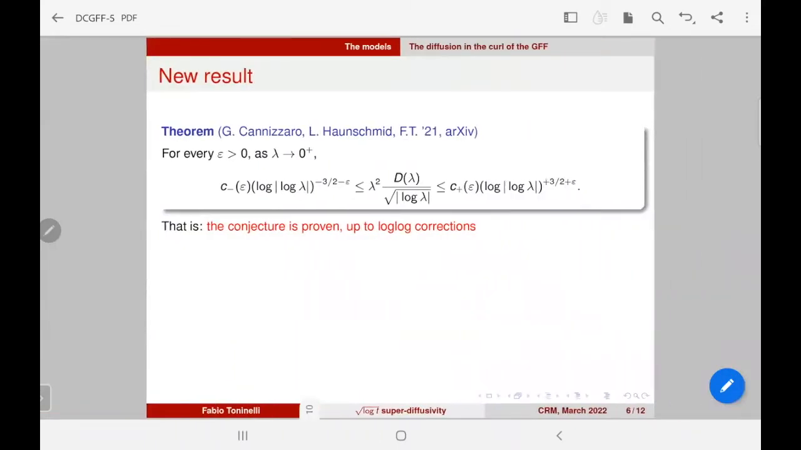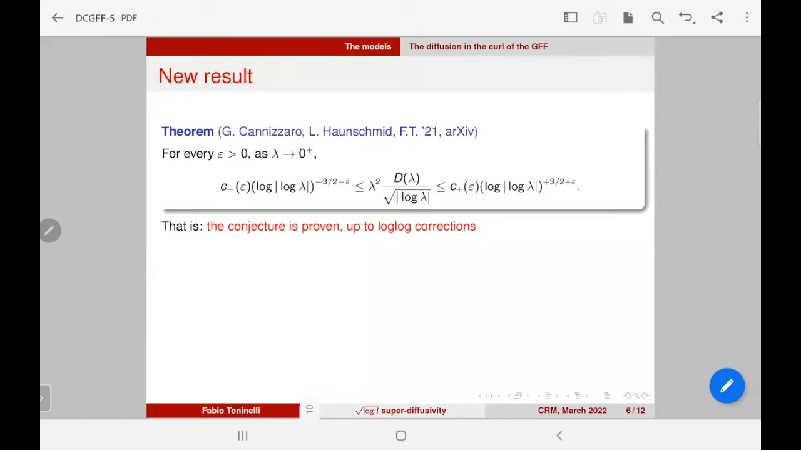So here is our result. This is work in collaboration with Giuseppe and Levi, from last year. Essentially, we prove exactly the conjecture up to log correction. What you see here is the ratio D of lambda over square root log times lambda squared. The conjecture is that this combination is of order 1 as lambda goes to 0, while what we can prove is that it's of order at most log. So the main point is that D of lambda has this square root log divergence, and then there are log corrections that we cannot rule out. We don't believe this is an actual effect, it's more an effect of the proof.